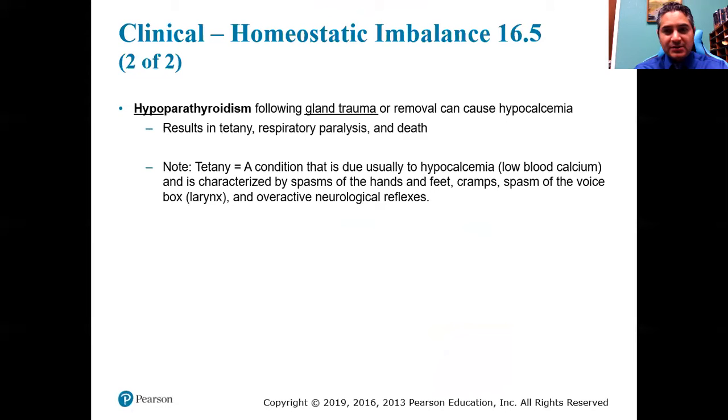I put a little note here because we don't really go into great detail on tetany, but it is a condition due usually to hypocalcemia. Hypo, low blood calcium, and is characterized by spasms of the hands and feet, cramps, spasm movement of the voice box, larynx. And again, here, an overactive neurological reflex.